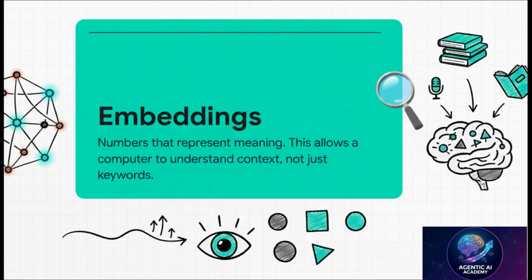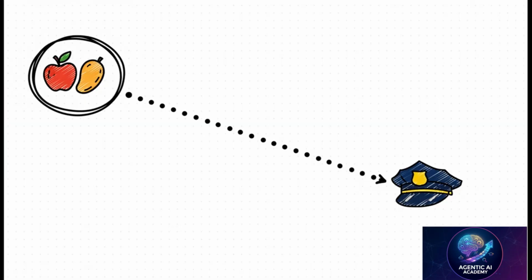This brings us to a concept that totally changes the game: embeddings. Instead of just matching keywords, embeddings convert the actual meaning of text into a series of numbers. This is what lets an AI understand context and nuance, not just specific words. Here's the way to think about it. In the world of embeddings, concepts that have similar meanings, like apple and mango, are mathematically close to each other. And concepts with totally different meanings, like police and apple, are super far apart. This basically creates a giant map of meaning that an AI can navigate to find the most relevant information for you.